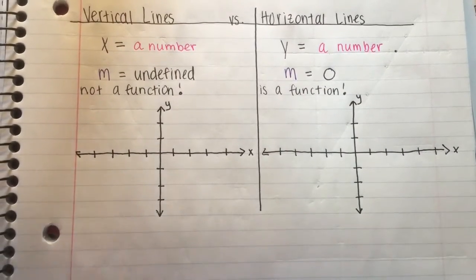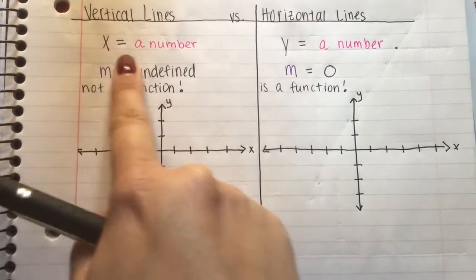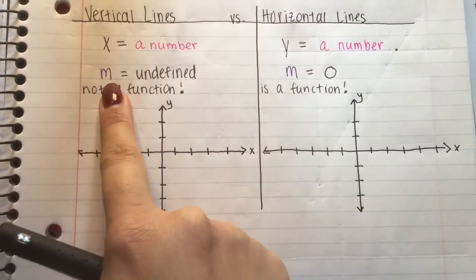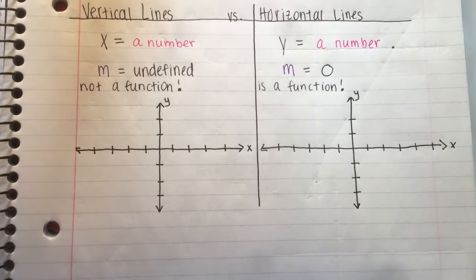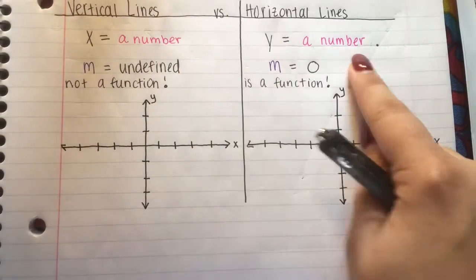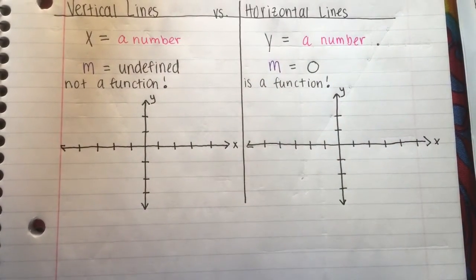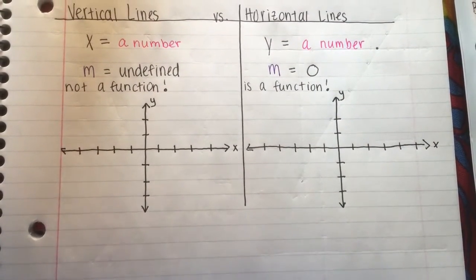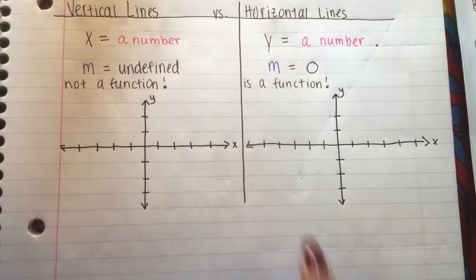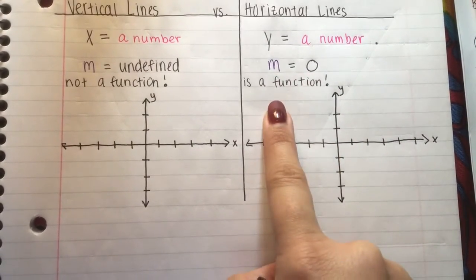You'll also see some equations that are either missing an x or a y. When you're looking at vertical lines, this is where you have x equals some number and your slope is undefined. These are not functions. When you're looking at horizontal lines, you'll have y equals some number and your slope is 0. This is a function because it'll pass the vertical line test.